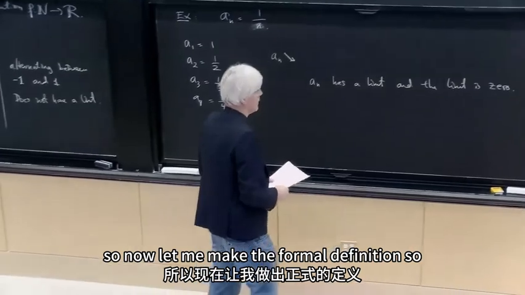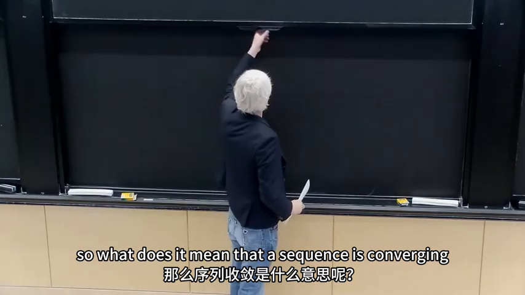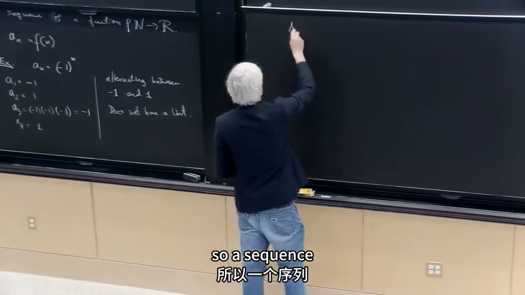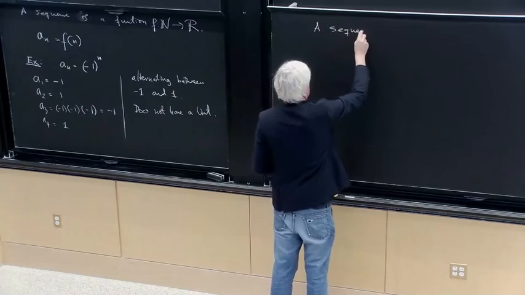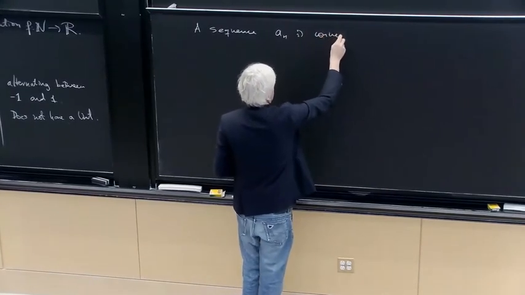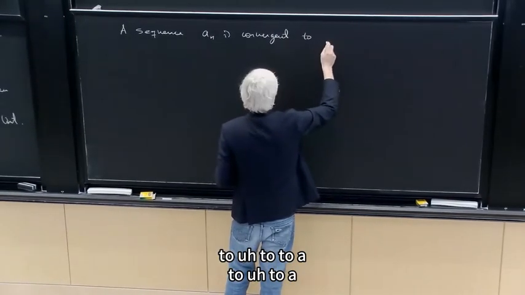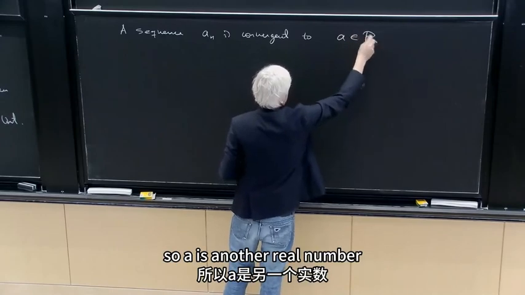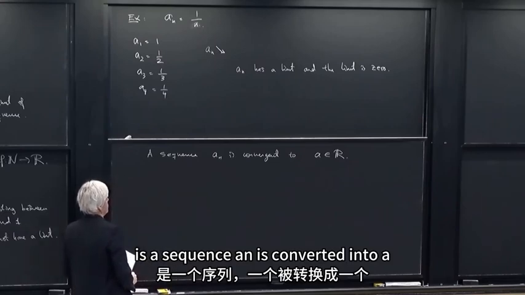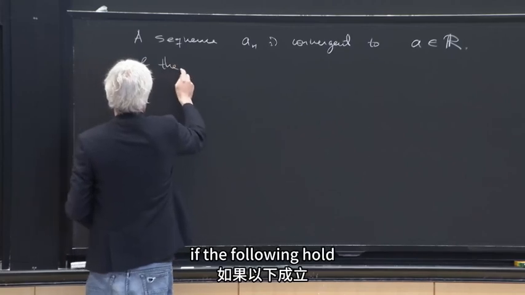Okay, so now let me make the formal definition. What does it mean that a sequence is convergent? A sequence a_n is convergent to a, where a is another real number, if the following holds.